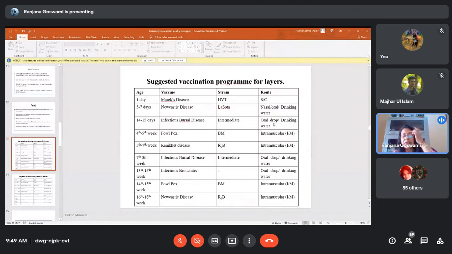But what we have seen is that it is always better, because this is the least costly one. 100 doses cost only 30 rupees. So we can just give it in the drinking water once in 2 months or once in 3 months, and the birds will be completely safe. So this is in the case of layers and layer breeders.